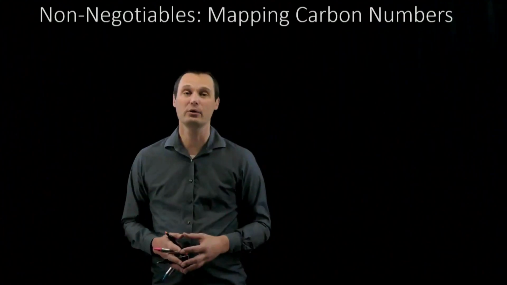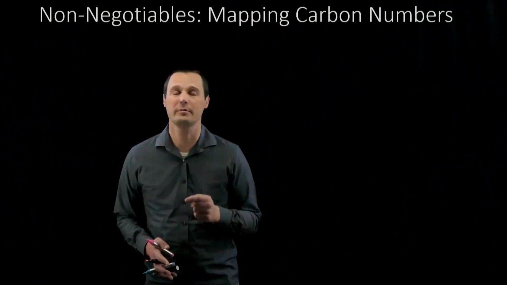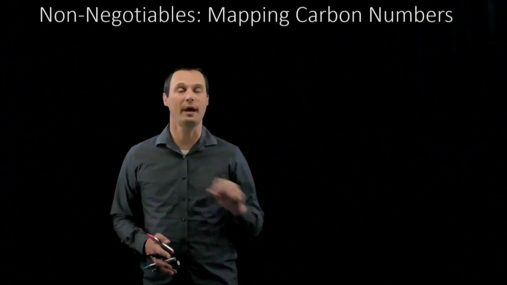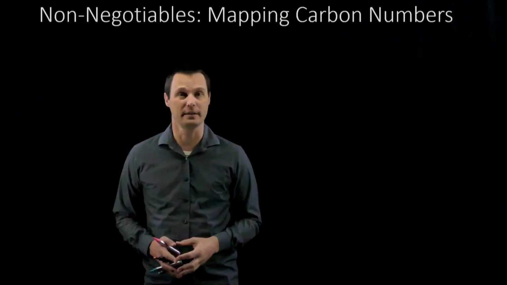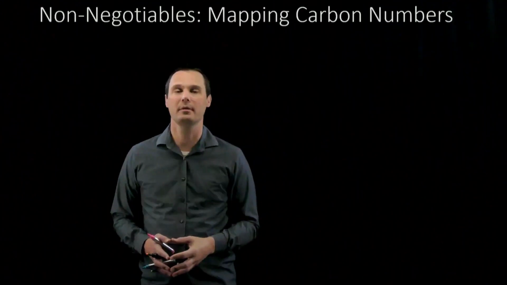Carbon numbers, they're non-negotiable. There are a couple of concepts in organic chemistry that I consider to be the non-negotiables. These are the skills you have to master, you have to know cold, you have to take for granted if you want to be an OChem ninja. One of them is drawing carbon numbers and mapping them onto new structures.